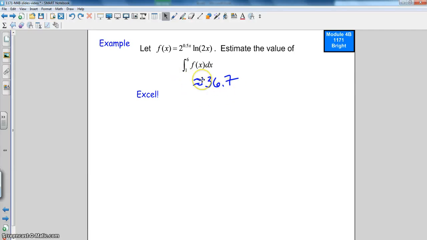And again, you should repeat that process in Excel using more intervals to obtain a better estimate. So that's a brief introduction on how to compute definite integrals tabularly using a table with a complex function, and also graphically by using basic geometric formulas for area.